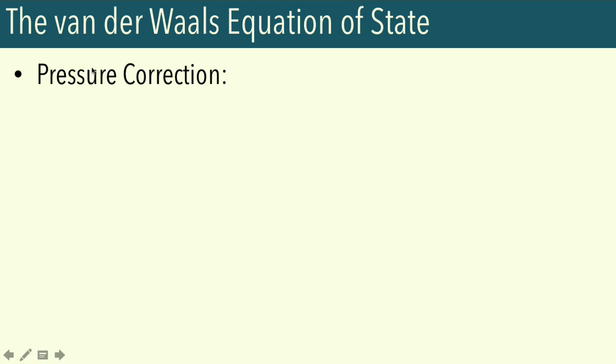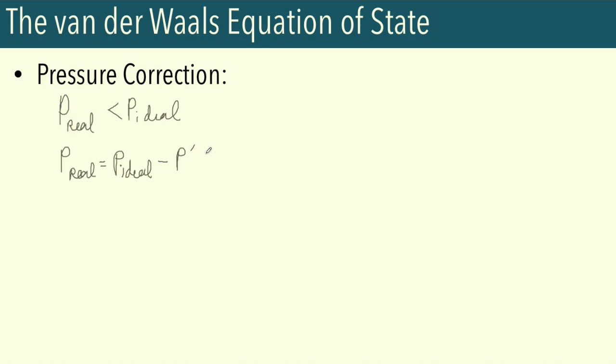So how can we account for this pressure correction? Recall again that our real pressure is expected to be less than the ideal pressure. So our correction is going to be subtracting from the ideal pressure. Overall, our real pressure is going to be equal to our ideal pressure minus some corrective term, our P prime. So what is this P prime going to be? This P prime is going to be equivalent in some way to the attractive forces.